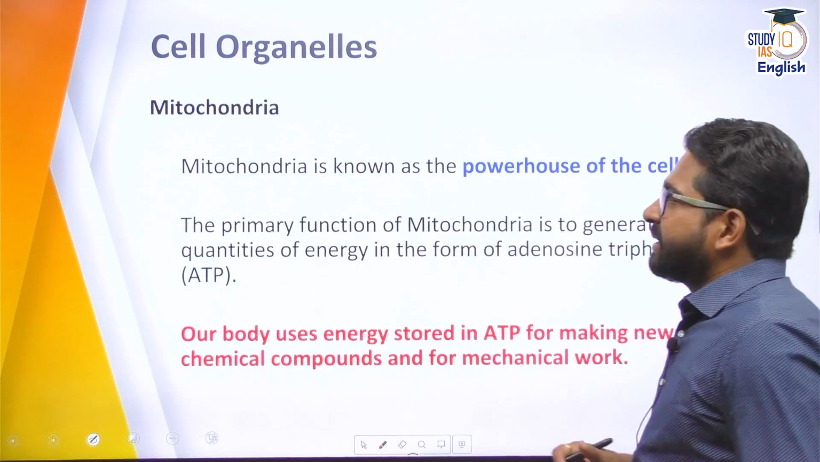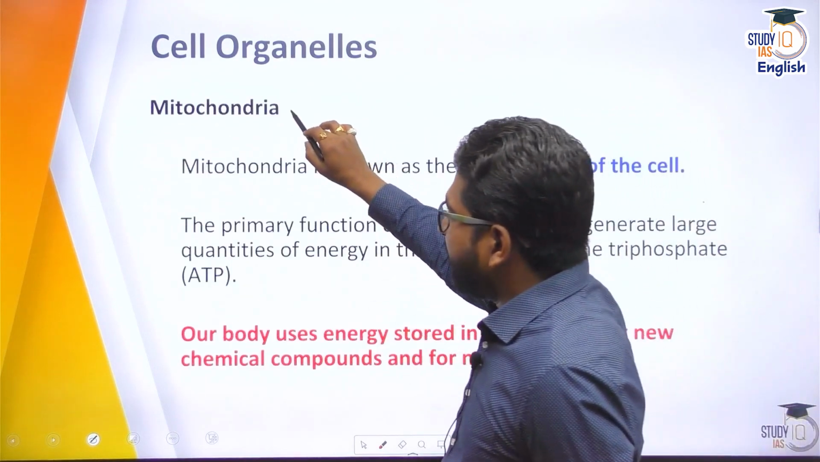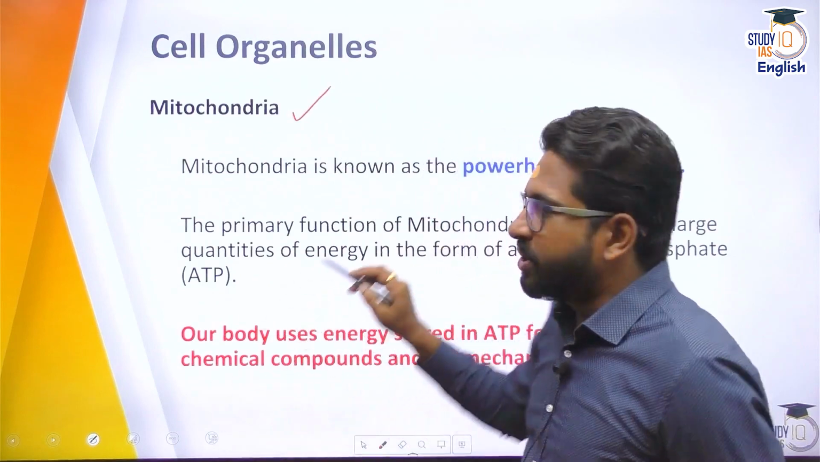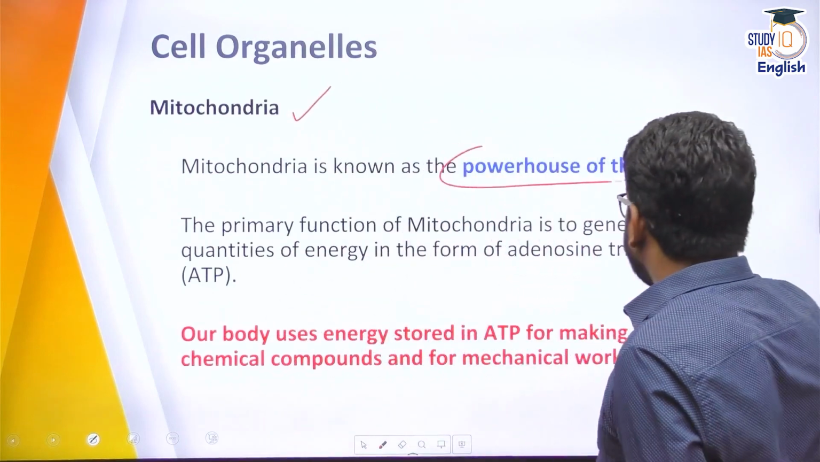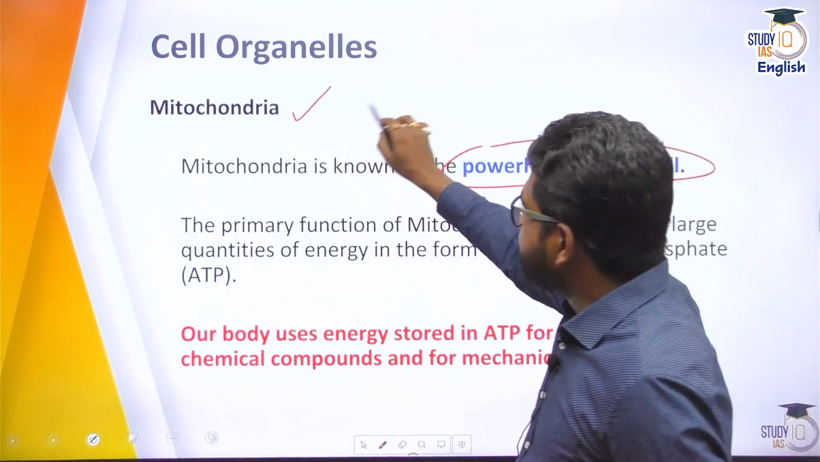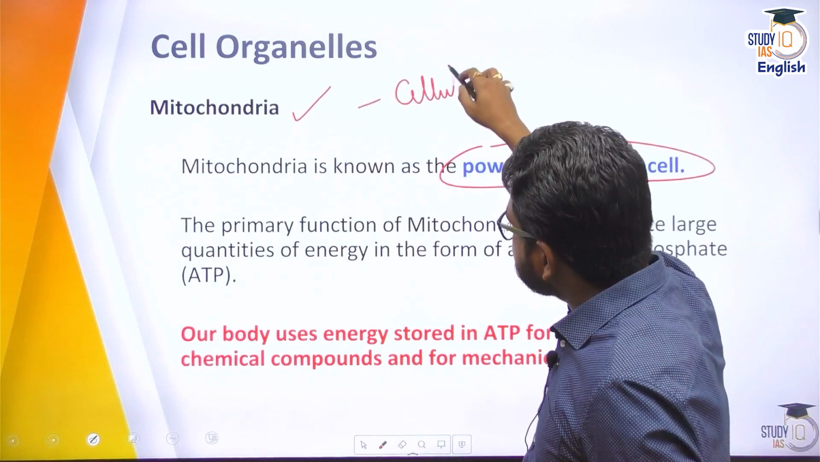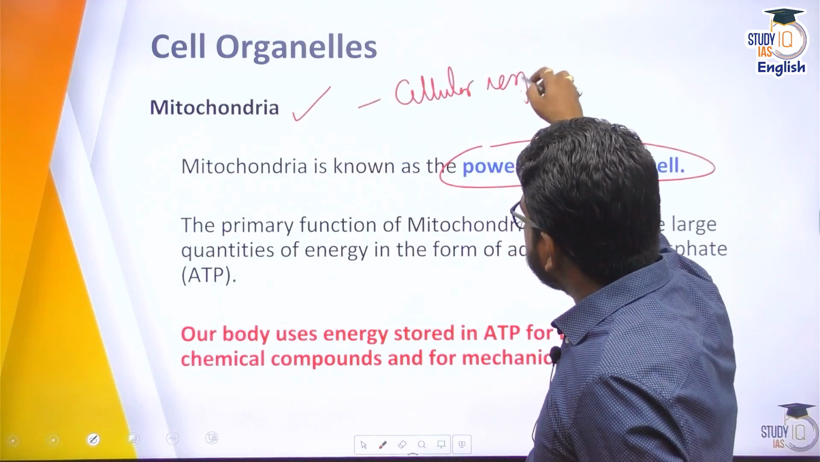That is why lysosomes are often called the suicide bags of the cell. Apart from this, there is one more important organelle called mitochondria. Mitochondria is called the powerhouse of the cell. This is where cellular respiration takes place. It is the place of cellular respiration.